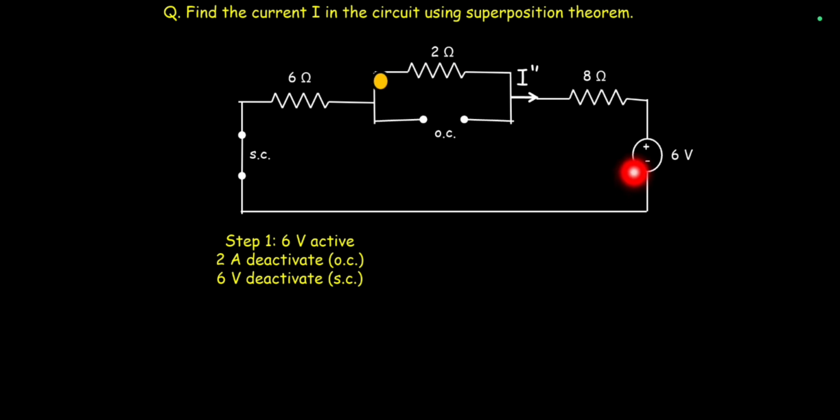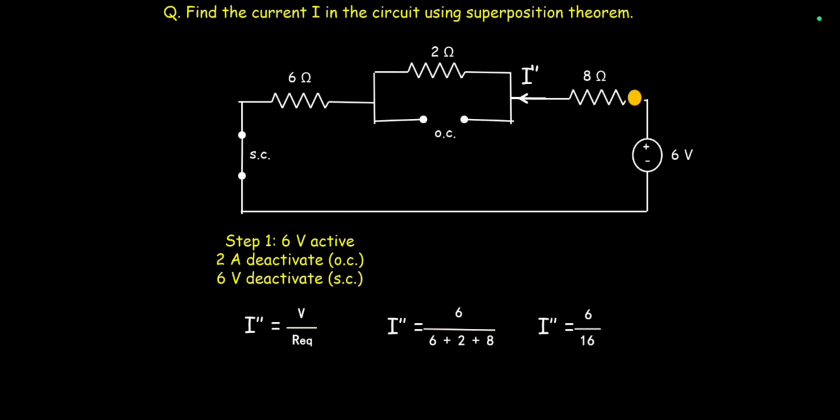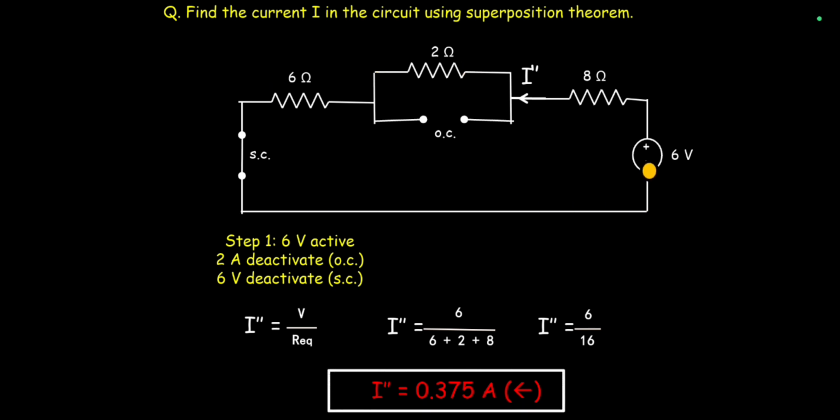After marking the direction of this current, we came to know that the direction of this I double dash will be from right to left. So let us change the direction of this I double dash. So I double dash is flowing from right to left. Simply this 8 ohm, 2 ohm and 6 ohm are connected in series. By using Ohm's law, we can find I double dash as V by Req. So it will be 6 upon 6 plus 2 plus 8, that is the series combination. So 6 upon 16. I double dash comes to be 0.375 ampere, and it is from right to left. That's why we have marked the arrow from right to left. So step 2 is over.